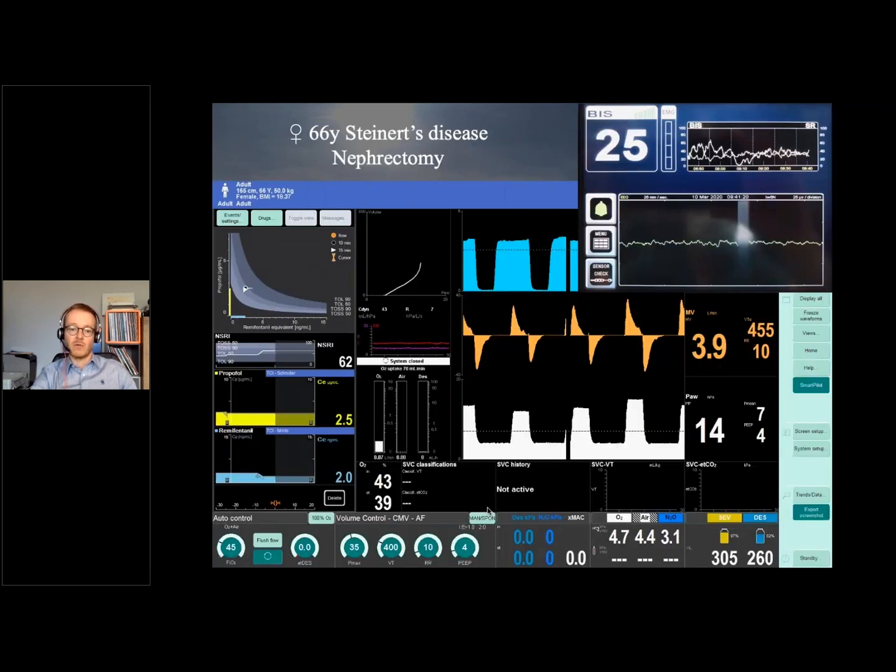So this is an example of how SmartPilot View may not work. This is a 60-year-old patient with Steiner's disease. So we have here a very high noxious stimulus response index. So the predicted probability of not responding to a surgical stimulus was, according to the model, very low. But if you see the BIS value, it is too low. So even this was an overdose for this particular patient.